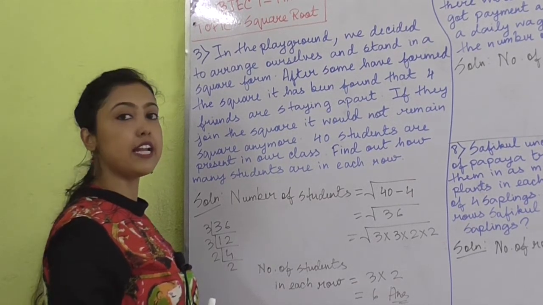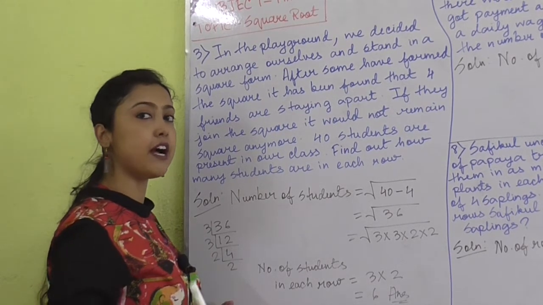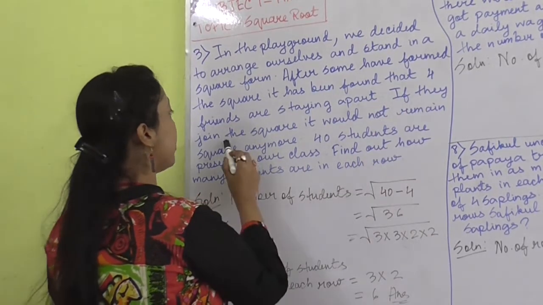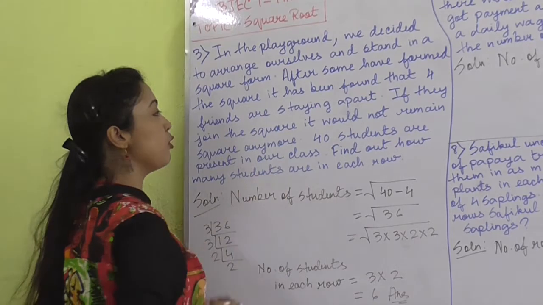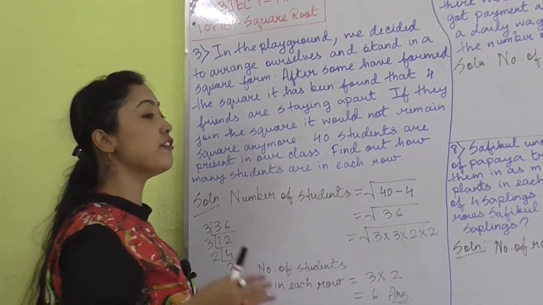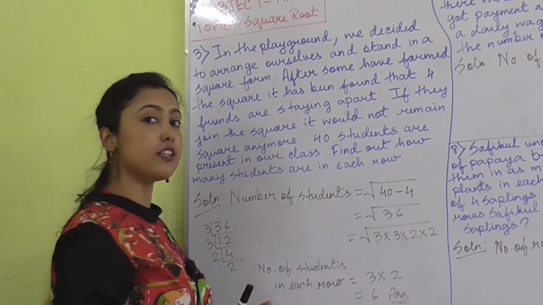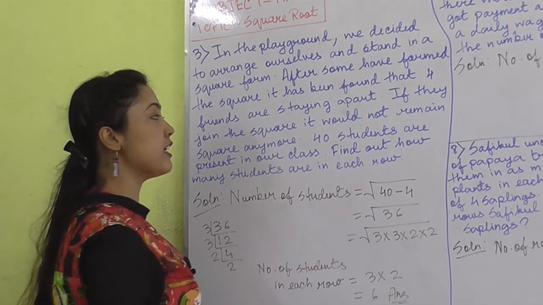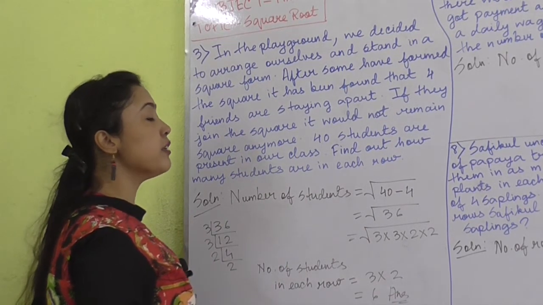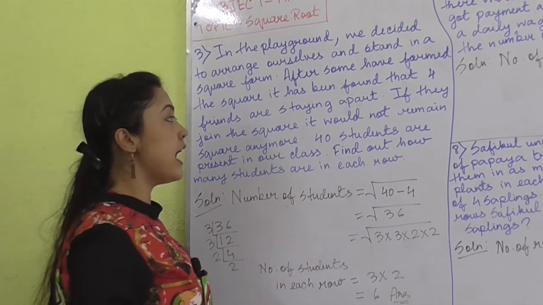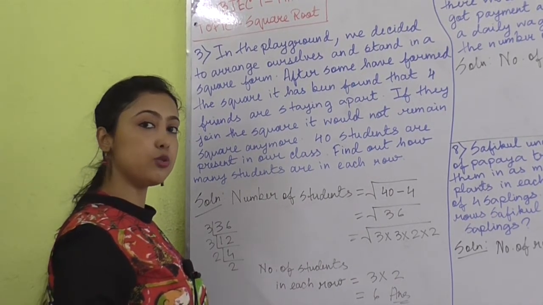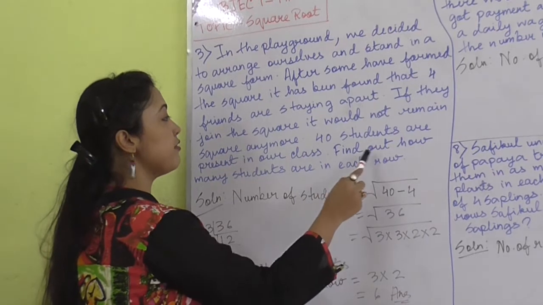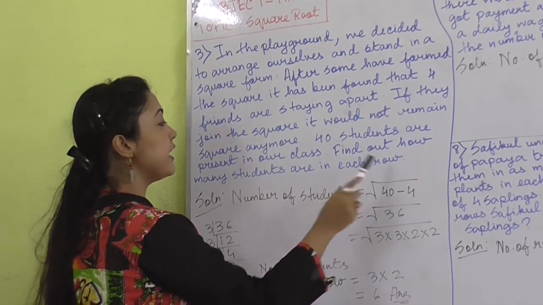So after forming the square, it has been found that 4 friends are staying apart from the square, that is, they are not inside the square. And if they join the square, it would not remain a square anymore. Now 40 students are present in our class and some of the students are making the square, and out of those 40 students, 4 friends are not inside the square. So it has been told to find out how many students are there in each row.